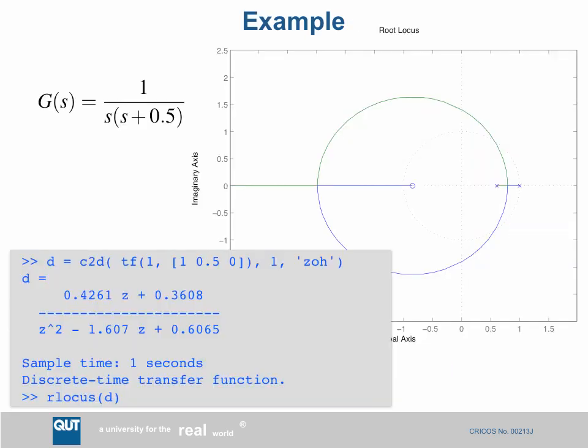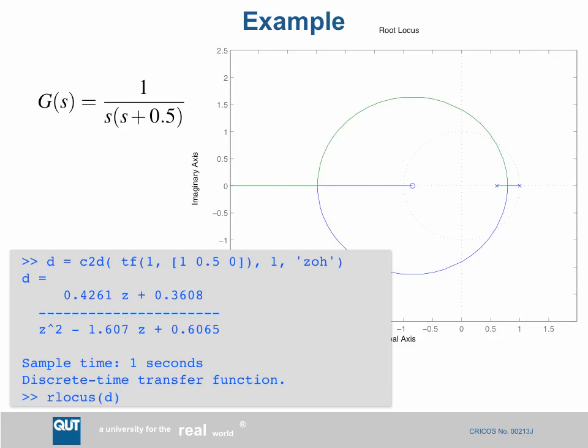Now let's take another example. Let's take a system with an integrator, a pole at the origin, and a pole at minus 0.5, sorry, on the S-plane. We're going to discretize this using MATLAB. We're going to do it correctly and introduce the zero order hold. And MATLAB tells us that this is the discrete time transfer function equivalent to this continuous time plant.